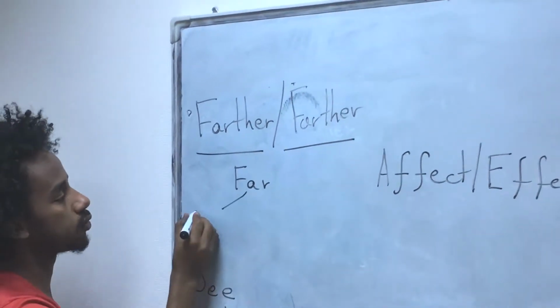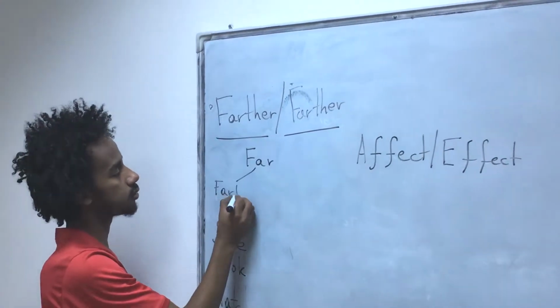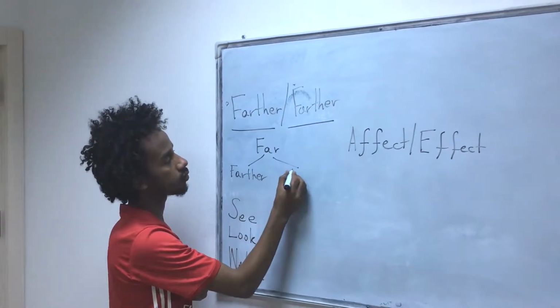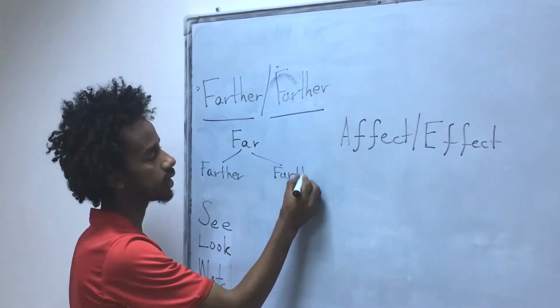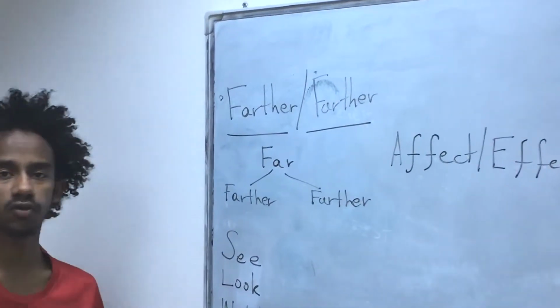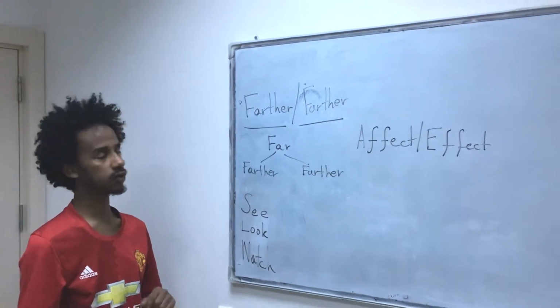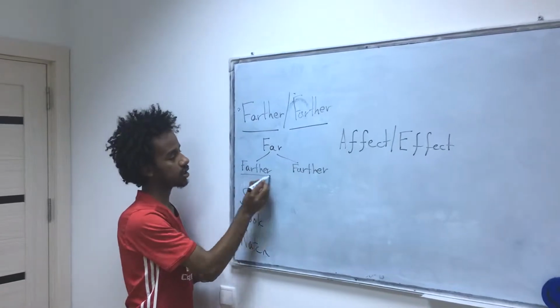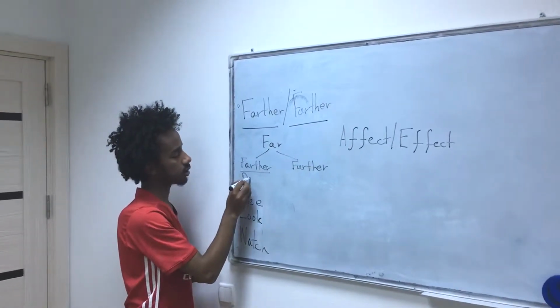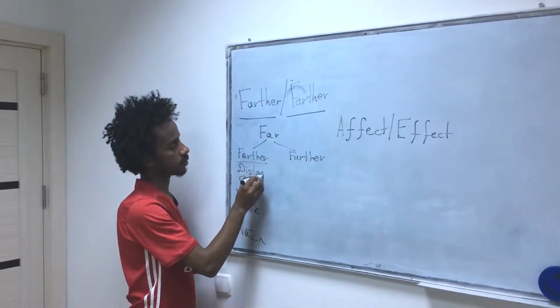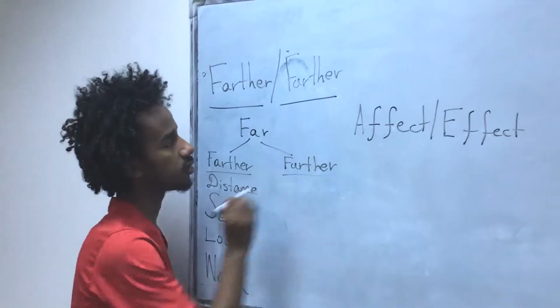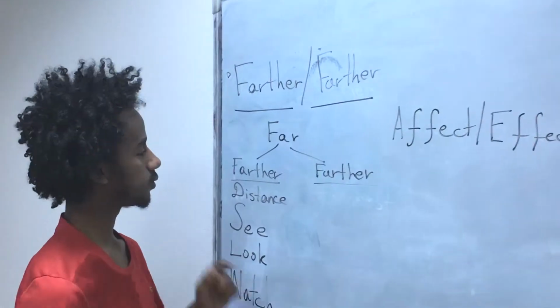So you would go to farther or further. However, the difference comes in which context we use it. We use farther with an A when we're referring to distance. But we use further when we're talking about time.